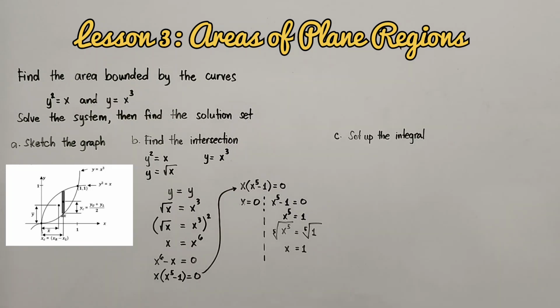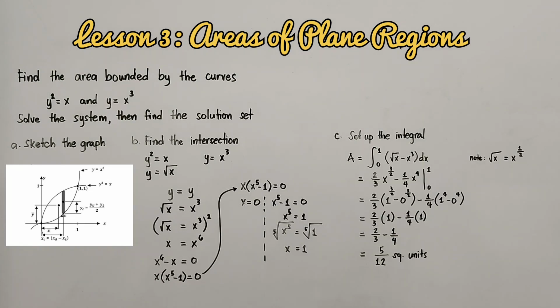We are now on the third step to set up the integral. Go back again your attention to the graph. If we will form vertical lines in the intersection of their points, the region bounded by the two graphs is not divided. So we can directly set up the integral by using the upper function y squared equals x minus the lower function y equals x cubed.